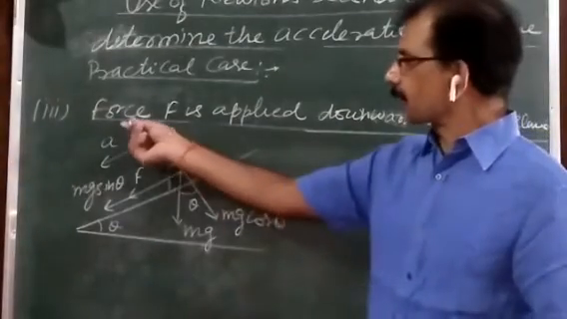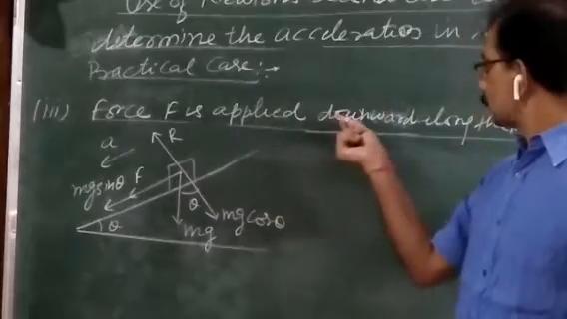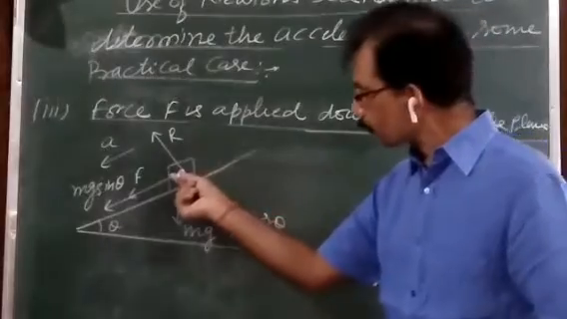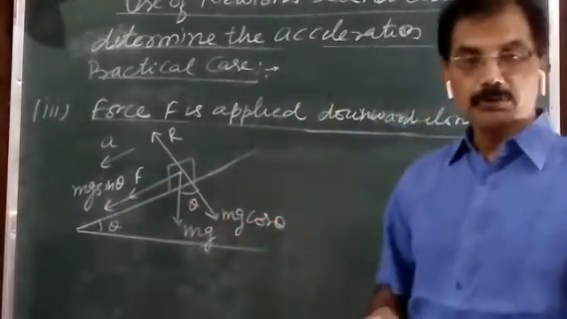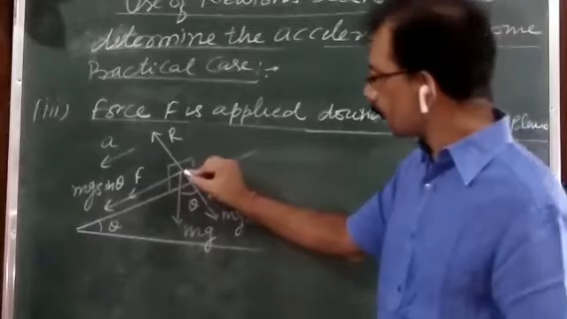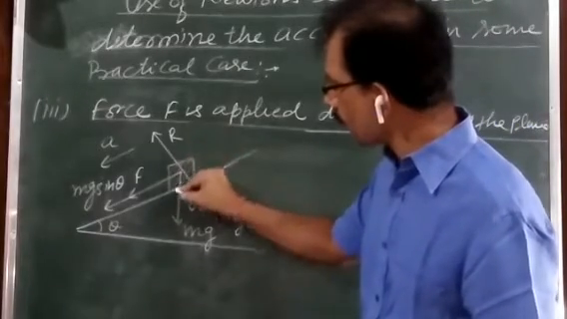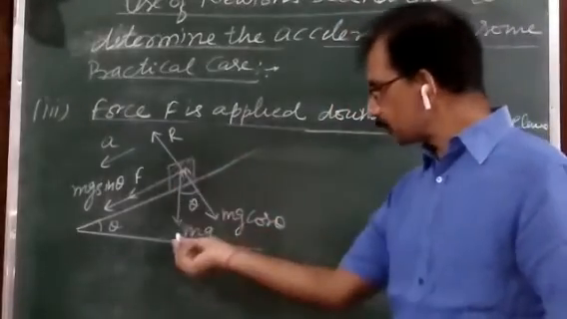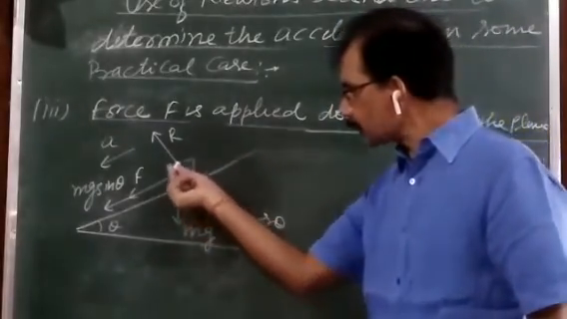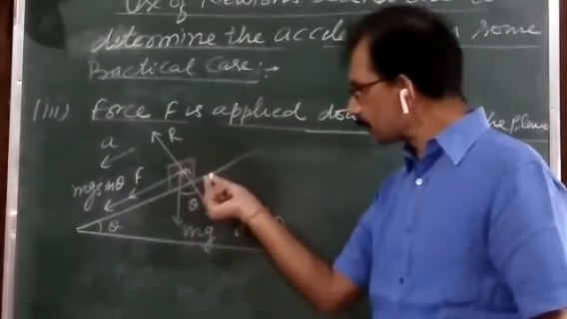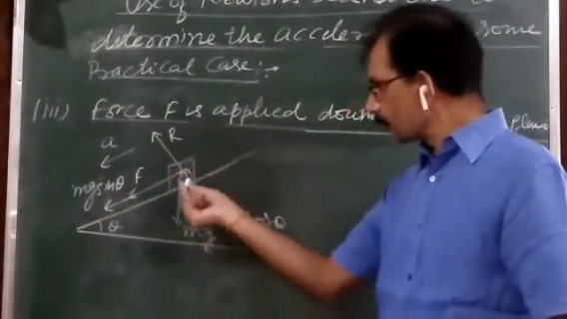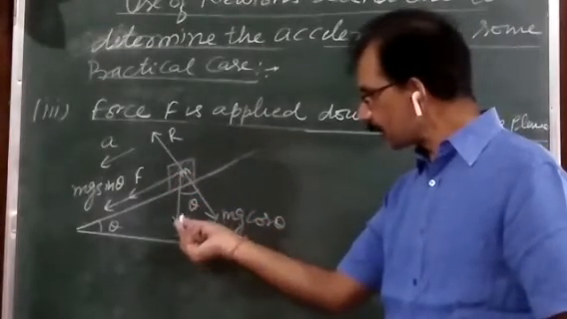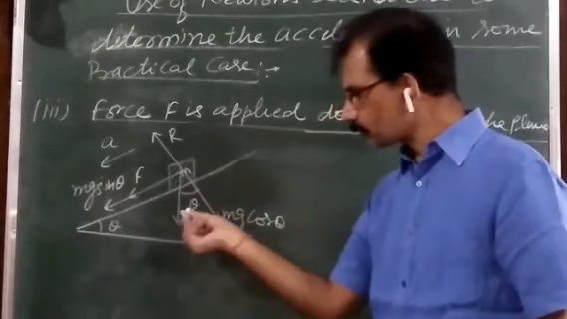Now, next case I am taking here. Force F is applied downward along the inclined plane. इसके पहले हमने फोर्स को अपवर्ड लगाया था, अब फोर्स को डाउनवर्ड लगाया। तो पहले तो सब कुछ वैसे ही है। Mass of the block suppose m, weight mg downward, normal reaction R which makes angle 90 degree with this inclined plane. When you extend this normal reaction line, it makes what angle with this weight line? This angle theta.